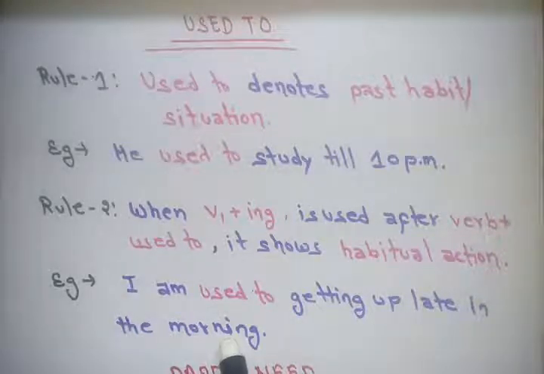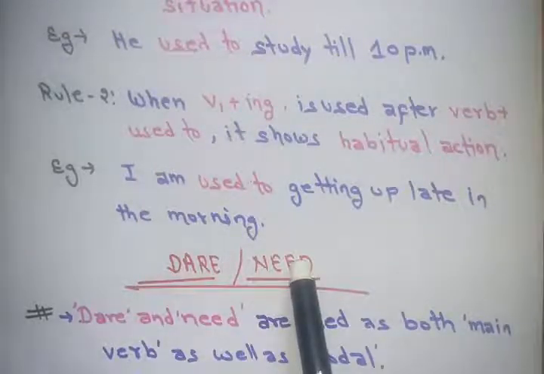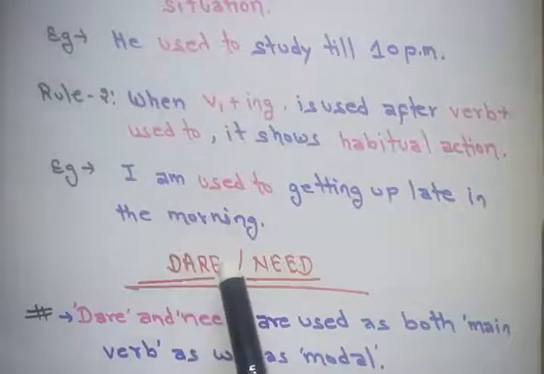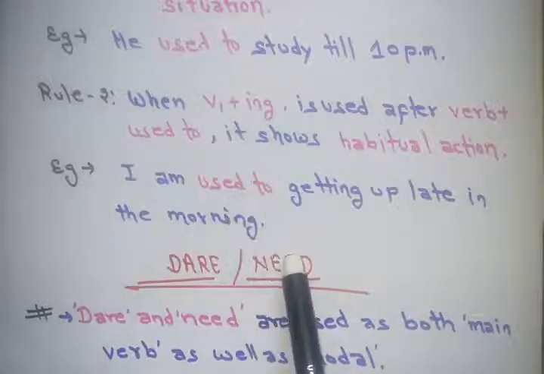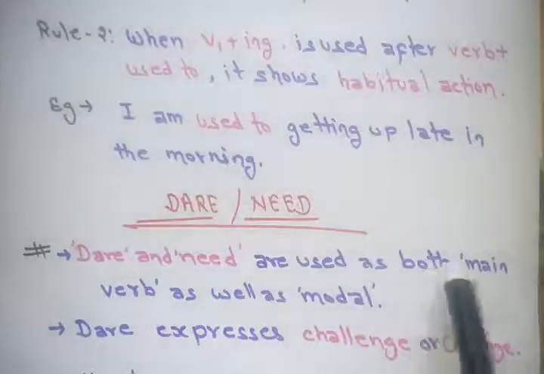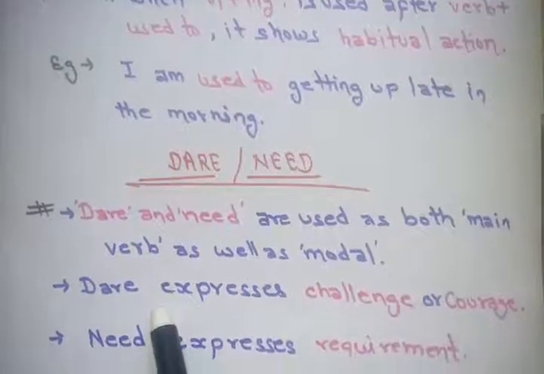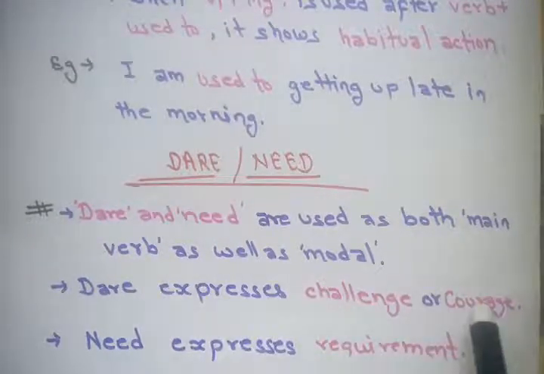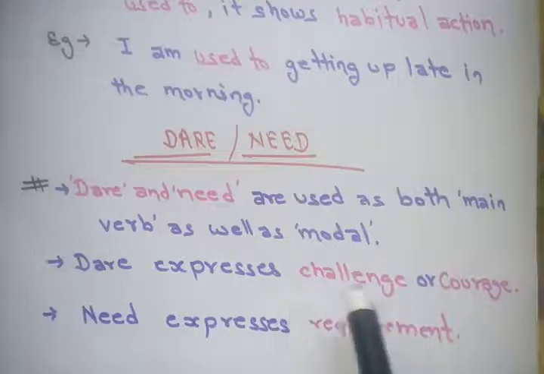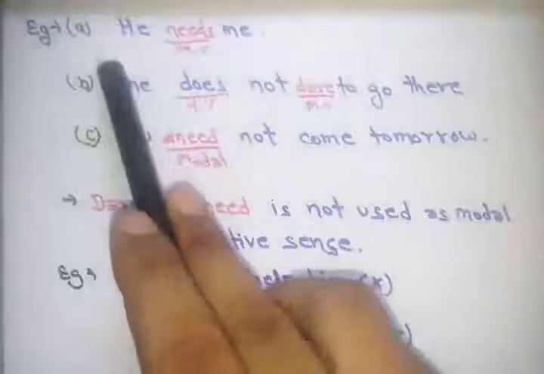So now we will talk about dare and need. These work as a main verb and as a modal. So dare and need are used as both main verb as well as modal. Dare expresses challenge or courage, and need expresses requirement. Here requirement means need of anything. So, examples of both.